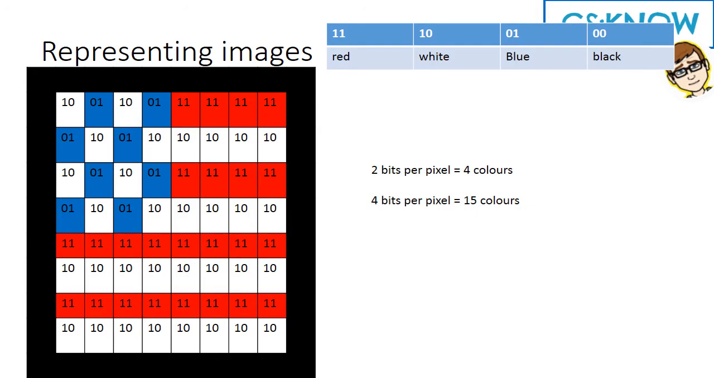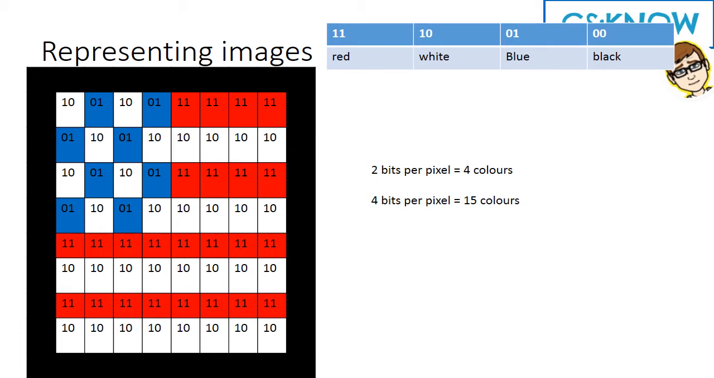So not all images are just black and white. We're going to need more than one bit to represent a colour in each pixel. Let's say we use 2 bits. 2 bits will generate 4 colours. 4 bits will generate 15 colours.